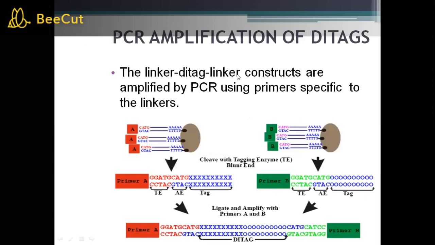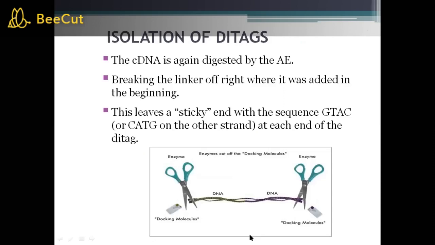The linker-ditag-linker constructs are amplified by PCR using primers specific to the linkers. These linkers, we have used linker A and linker B, so we have to use those particular primer sequences for the amplification. The next step is isolation of ditags. The cDNA is again digested by the anchoring enzyme, breaking the linker right where it was added in the beginning.